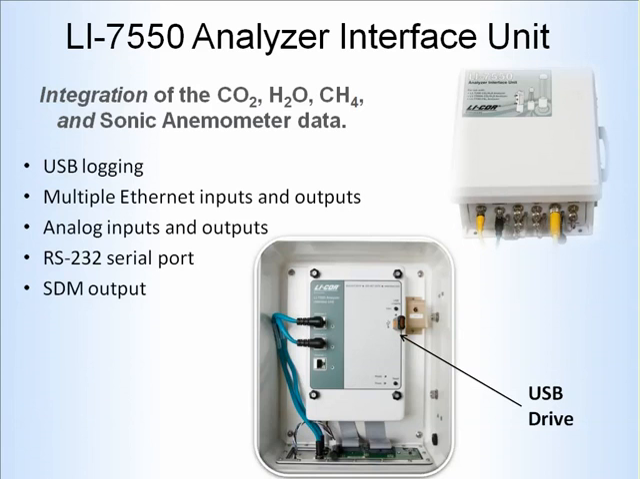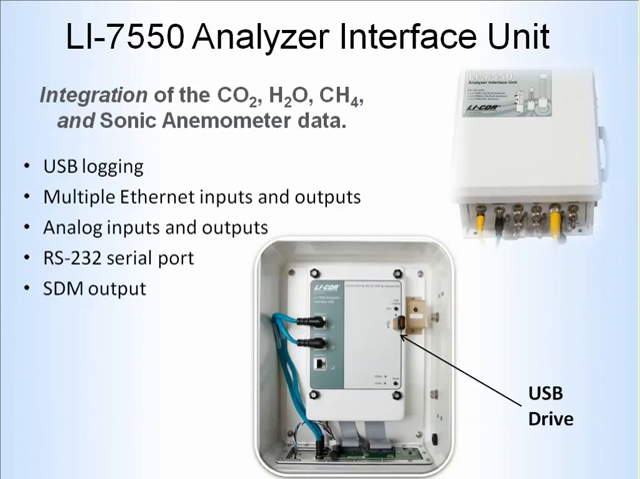Here's a picture of the LI-7550 Analyzer Interface Unit. This is a box that allows all the different heads to connect to, for example, the 7500 open path, the 7200 enclosed path, and the LI-7700 methane analyzer. All these instruments can come into the same box where all the data is integrated. You can also bring in sonic anemometer data, so you have your wind speeds, and you can have all these data sets together in one file.